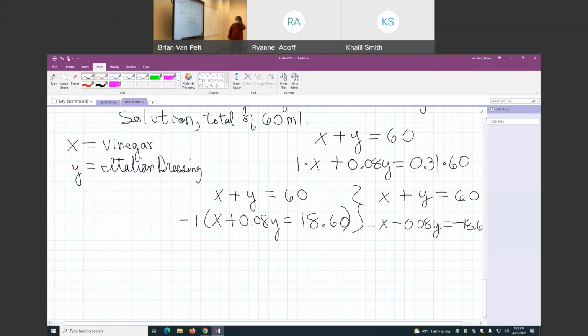The reason for multiplying the second one by negative is, what if I add them together now? What happens to those x's? They cancel and you get 0.92y equals 41.40. Divide by 0.92.